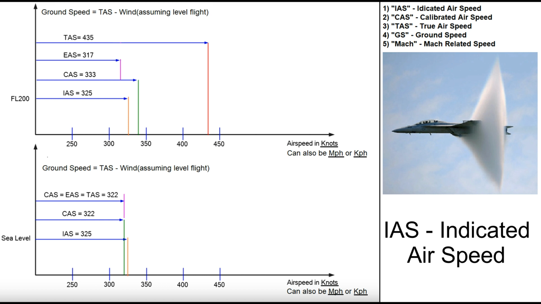Yes, you fly on the indicator. So, in very simple terms, indicated airspeed is just how much your pitot tube, which is what you use to measure airspeed, is going to display. And to quickly explain how a pitot tube works.